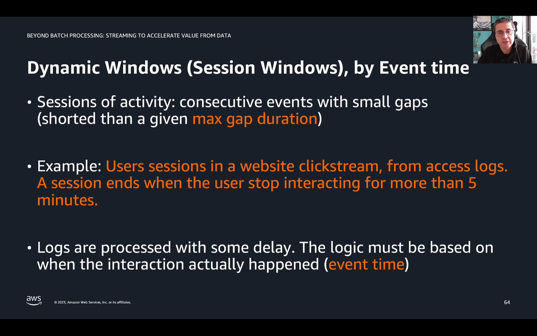A user session is defined as a sequence of interactions or clicks by a single user with pauses that are shorter than a given timeout, say 5 minutes. So these are defined as session windows with a session timeout of 5 minutes. Consider that sessions must be based on the time the interaction happened. So this is clearly event time processing, and we are talking here about session windows in the event time domain.